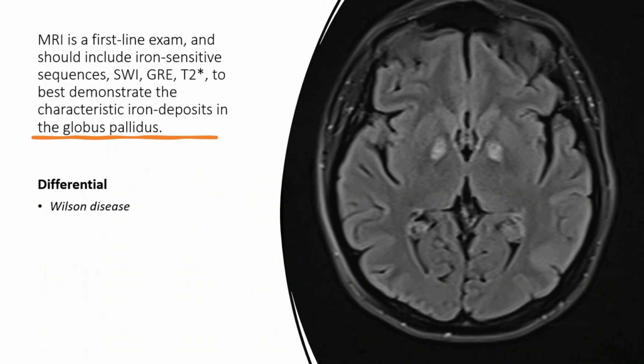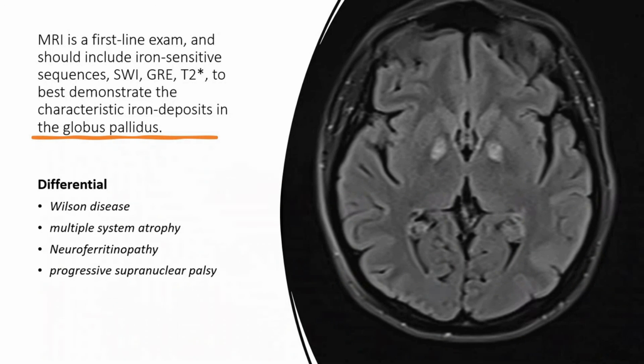Differentials can include Wilson's disease, multiple system atrophy, neuroferritinopathies, progressive supranuclear palsy, and mitochondrial membrane protein associated neurodegeneration. Other diseases such as levodopa sensitive Parkinsonism can also present like this, and along with that, corticobasal degeneration. So, neurodegenerative disease with accumulation of iron is also PKAN.